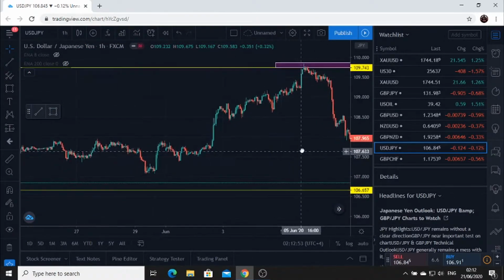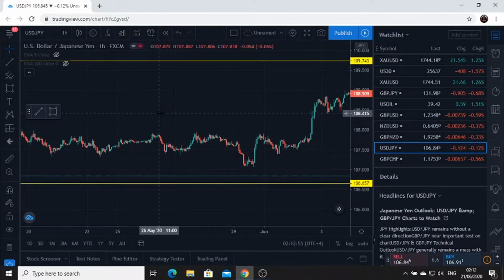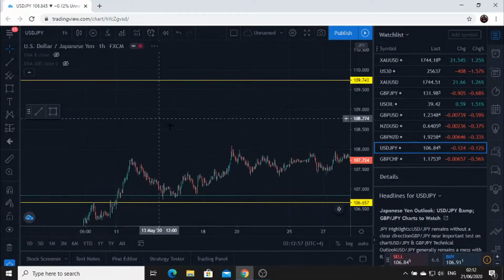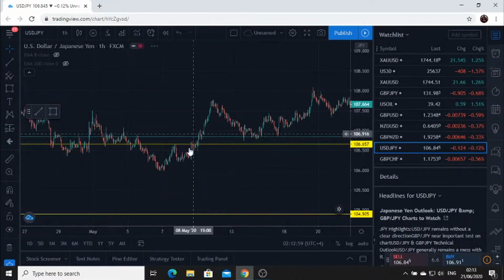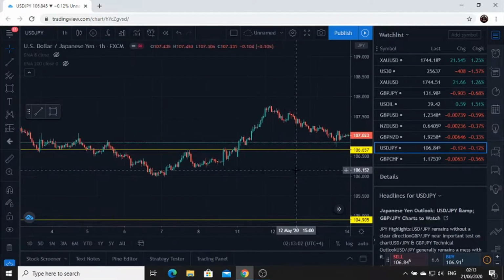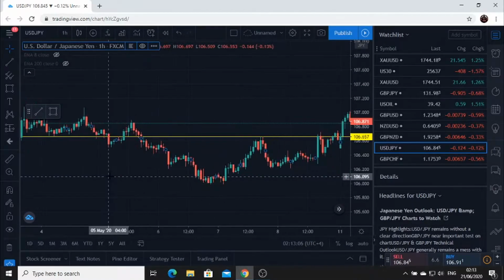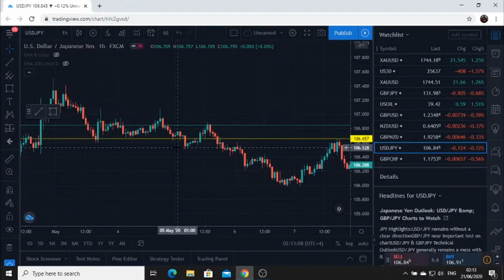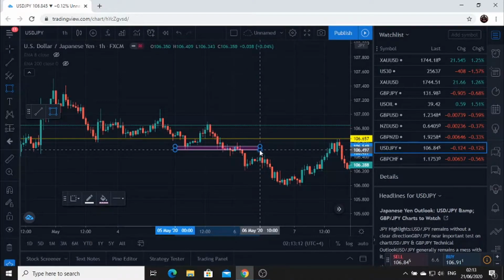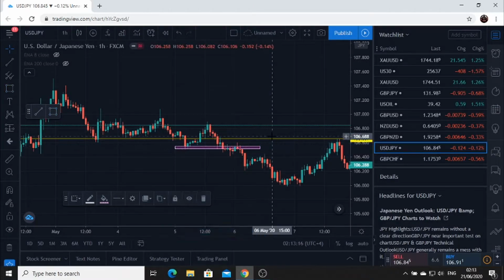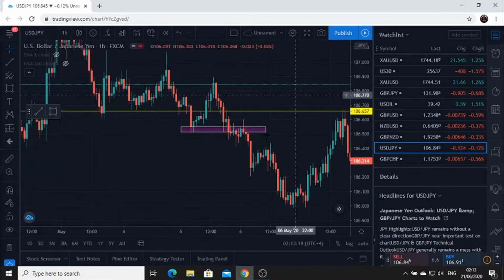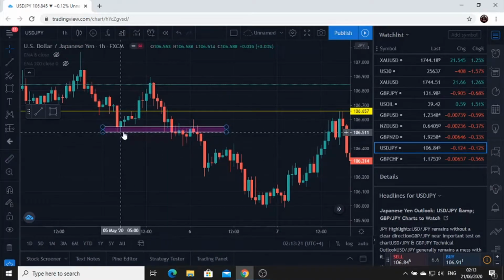Now this pair has been consolidating a lot. I don't think I can show you. Oh, I can. We can take the lowest low and make a box here. Made a box. Make a box here. Zoom in and see. You made this box here on the lowest low.